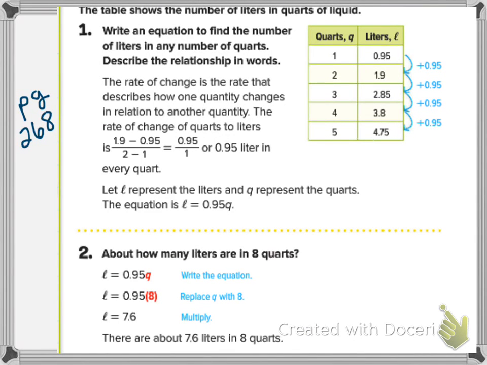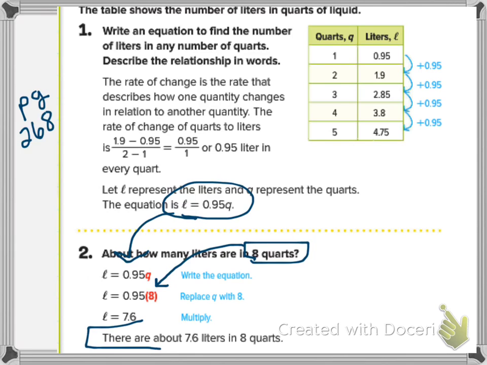So in step 2, we're asked to use the equation to solve a problem. So about how many liters are in 8 quarts? So you can see that they have taken the equation, and we want to apply that to a new situation for 8 quarts. And so you're just taking that 8 and plugging it in as your input for 8 quarts for your x value, or your Q value in this case, and then they multiply. And then we get our result that there are about 7.6 liters in 8 quarts.